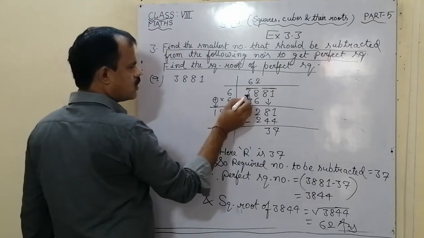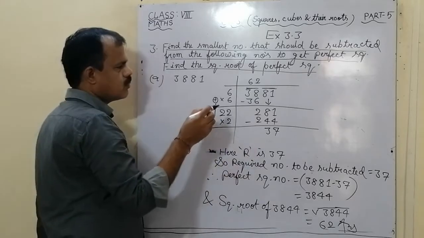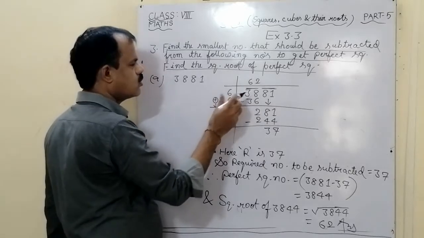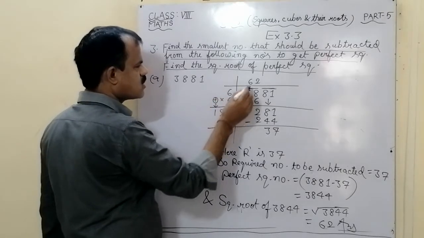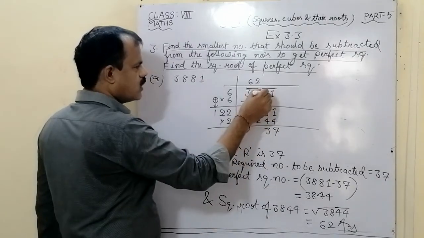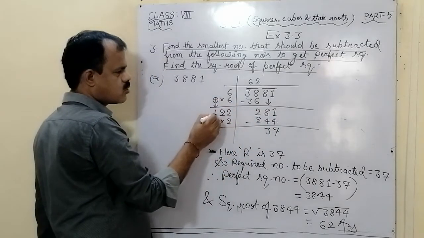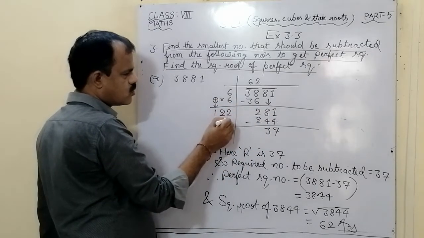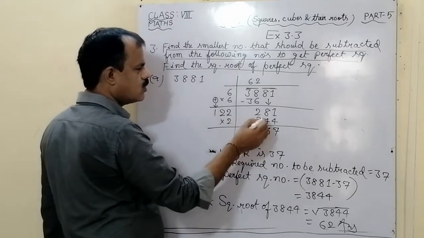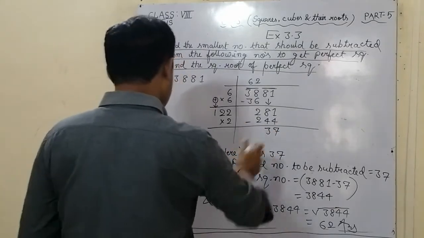Now here the number is 38. So which number do we multiply by itself to get 38 or nearer to 38, closer to 38? So 6 times 6 is 36. 38 minus 36 is 2, and we bring down 81 here. So the number becomes 281. Now 6 plus 6 is 12. We put here 2. So 122 into 2 is 244. So we have remainder 37. So students, the remainder is 37.